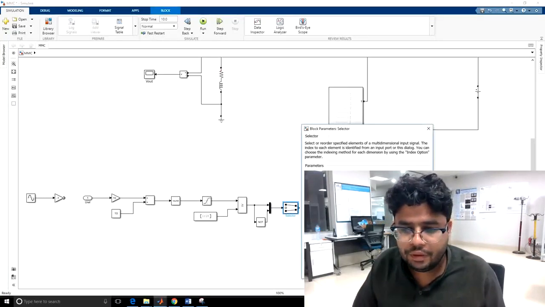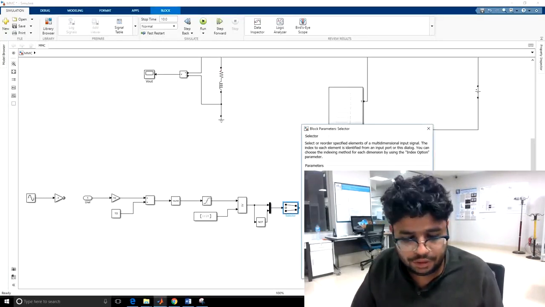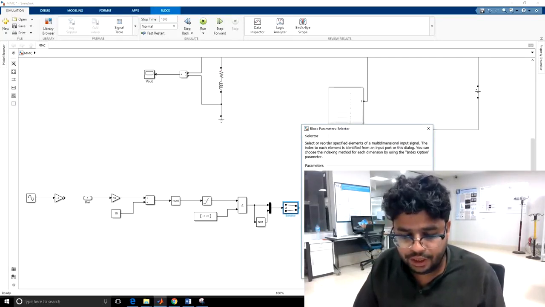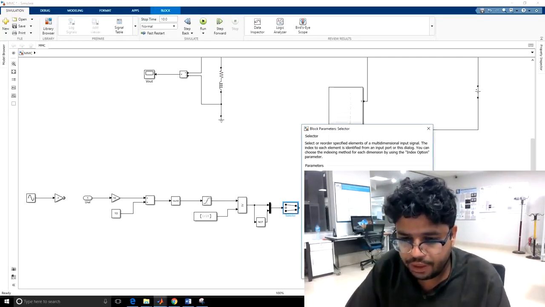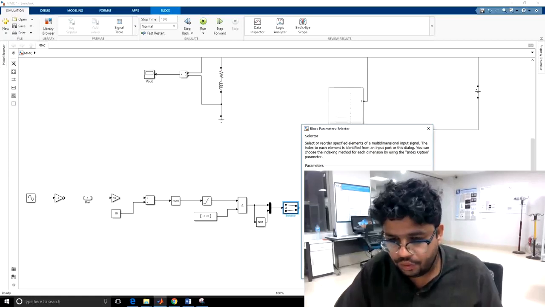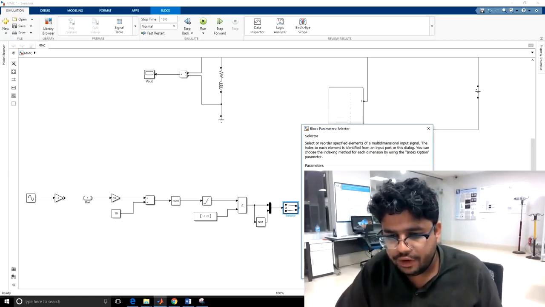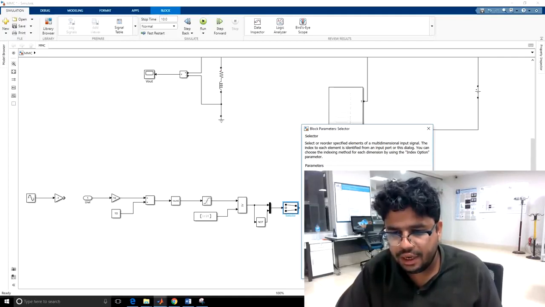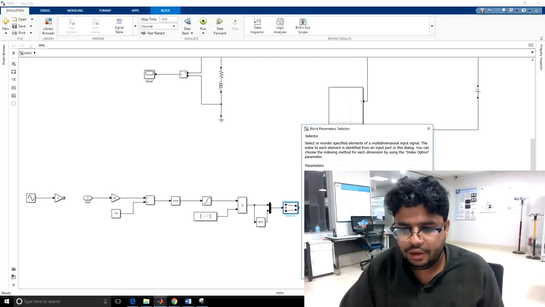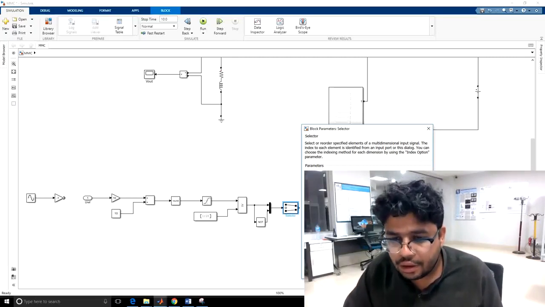Okay. Now the setting should be 10 into 2, and here it should be 1, 11, 2, 12, 3, 13, 4, 14, 5, 15, 6, 16, 7, 17, 8, 18, 9, 19, 10, 20. This should be the setting.